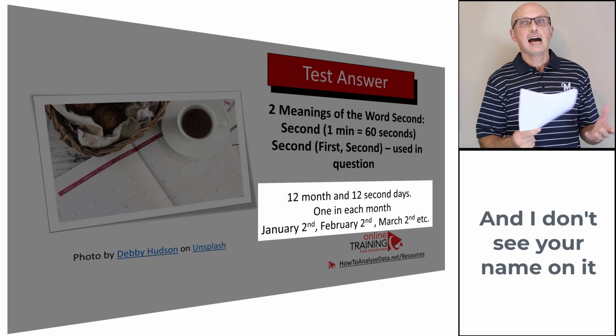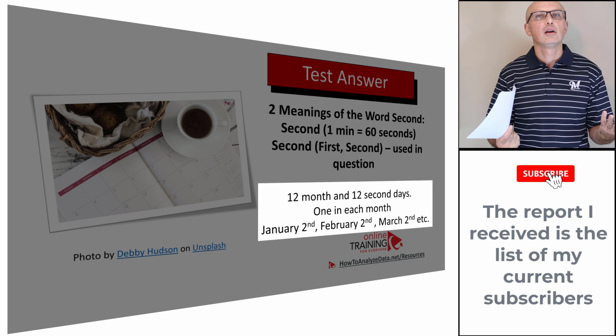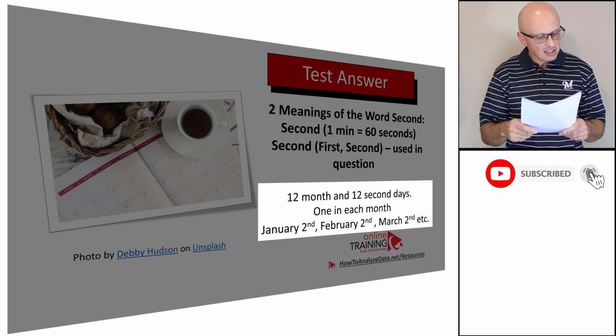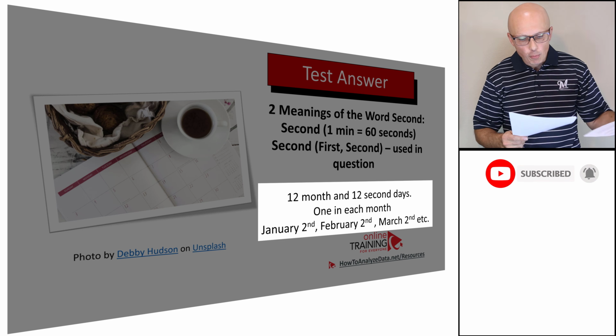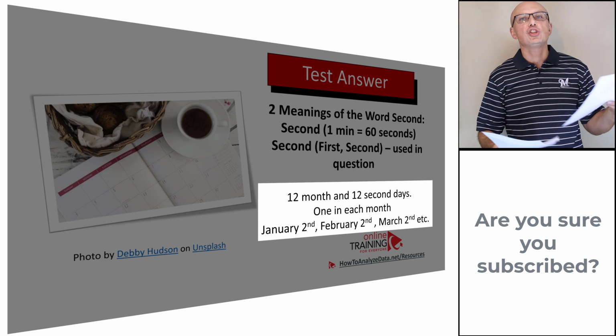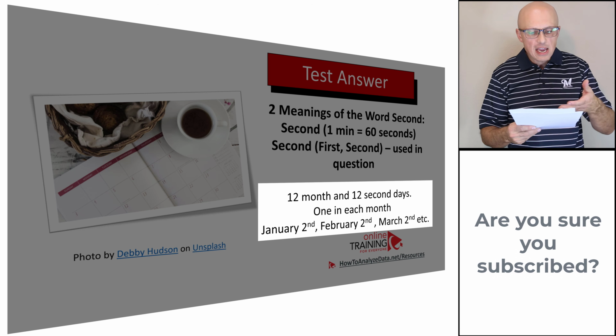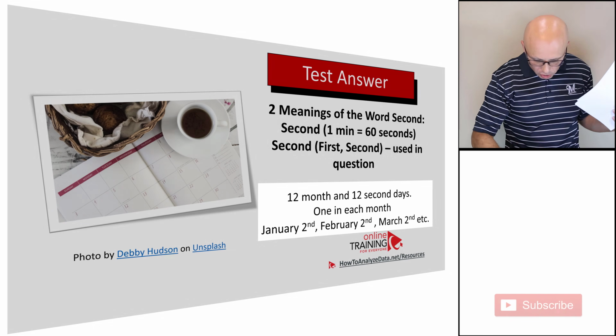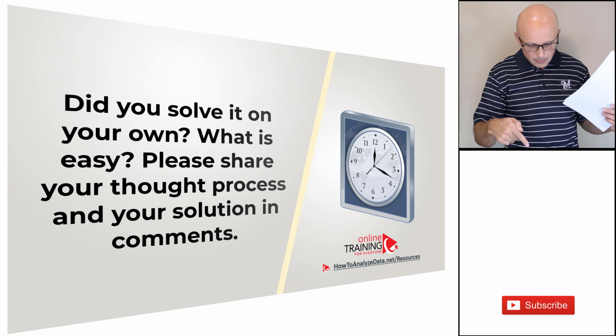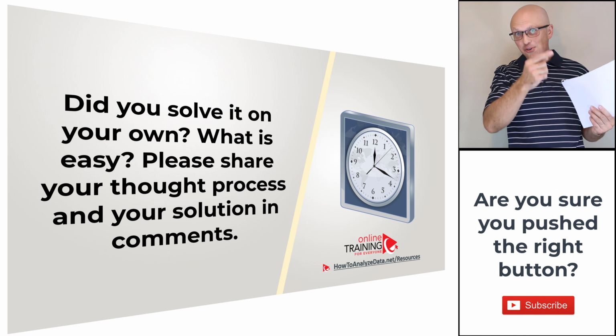So if we go back to the question, in the year there are 12 months, and there are 12 second days. 1 second day in each month. January 2nd, February 2nd, March 2nd, and etc. Hopefully you've nailed this question, it gives you some laugh, and you now know how to answer similar problems on the test.